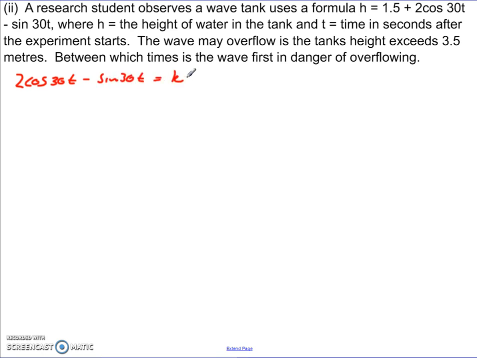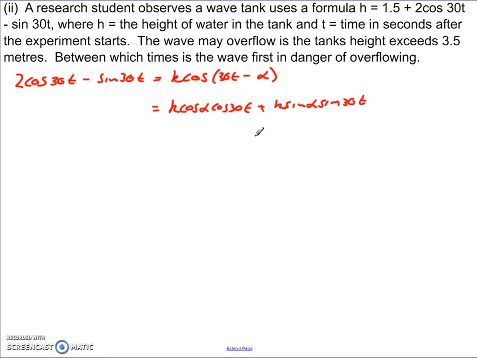And what I'm going to do is try and put that in a form k cos of 30t take away alpha. I'm going to try and put it in that sort of form there. Now k cos 30t minus alpha can be expanded, and we get k cos alpha cos 30t plus k sine alpha sine 30t.